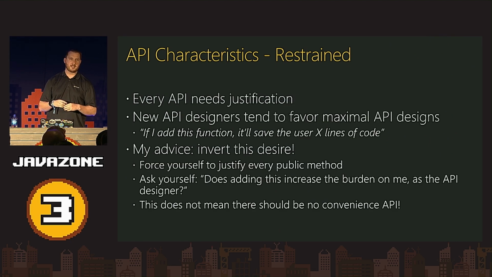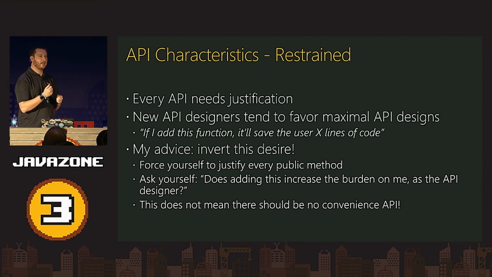So try to invert this desire. Try to work on yourself to say, why do I need this? Why should I add this to my API? That's not to say that we shouldn't have convenience APIs, that we should only have the very minimal set. There has to be a gut feeling that we develop over time to work out where the convenience should be cut off.